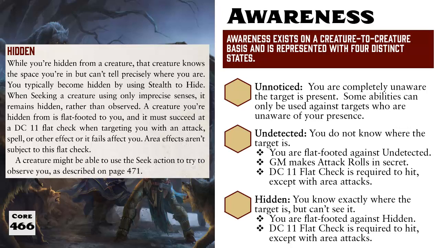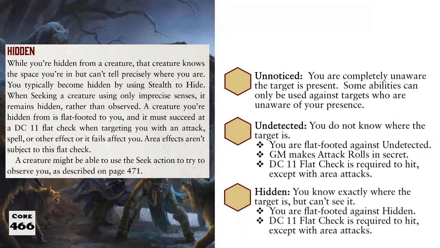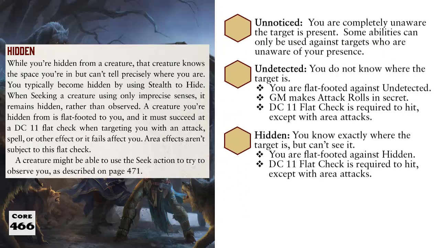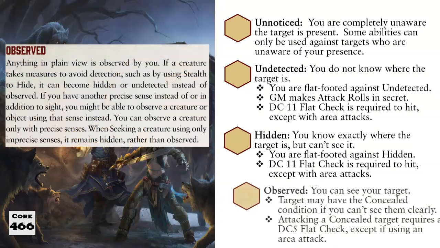Attacking a hidden creature works just like it does with attacking an undetected target, except you make the attack roll and the flat check versus DC 11 instead of the GM rolling those for you in secret. Otherwise, it works the same way as attacking an undetected target, and you are flat-footed against hidden targets until you can see them.